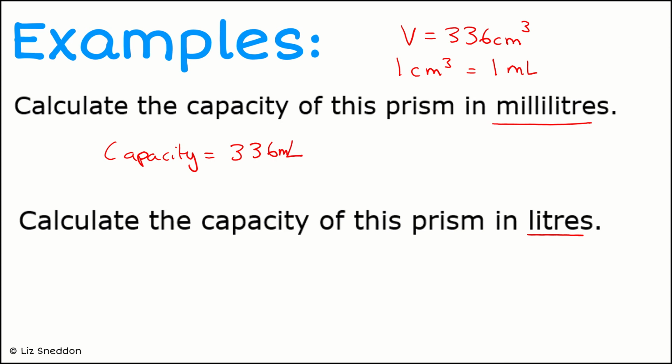Now I want to change that from milliliters into liters. So my capacity, I want to take my 336 milliliters, divide that by 1,000, because to go from milliliters to liters is 1,000, and that's going to give me a capacity of 0.336 liters.